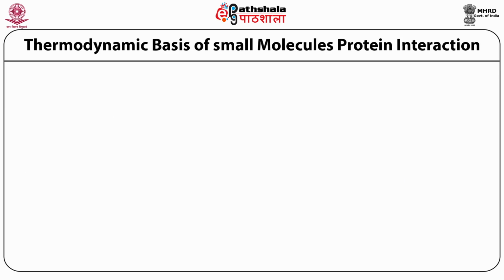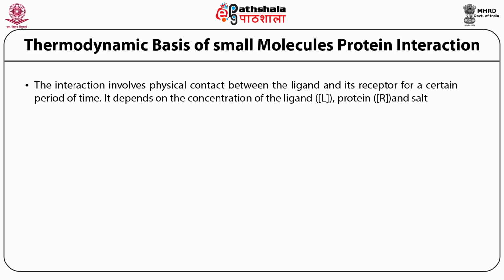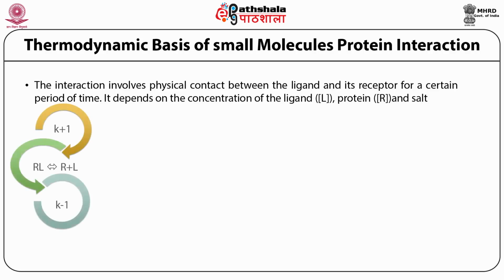Thermodynamic basis of small molecule protein interaction is very important. The interaction involves physical contact between the ligand and its receptor or protein for a certain length of time. It depends on the concentration of the ligand L and protein in solution, and the reaction generally proceeds as RL, forward or backward, equal to R plus L, and the equilibrium constant Kd is given as Kd equal to R into L divided by RL, the concentration of the complex.